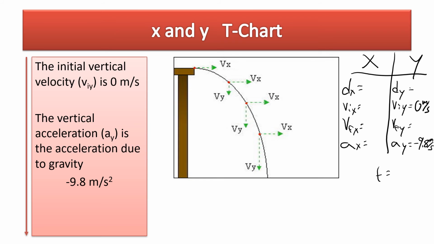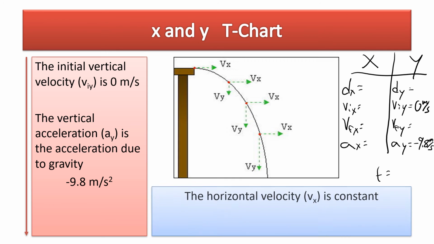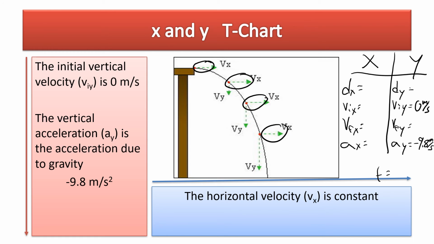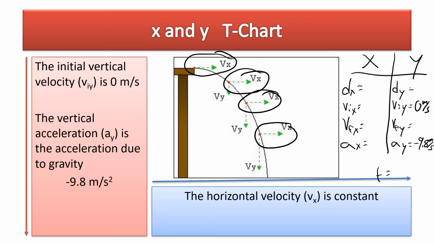The acceleration in the y direction is negative 9.8 meters per second squared. That's why our green vectors, when we drew the diagram, got longer and longer and longer. It's because you're accelerating downward. The horizontal velocity is constant. So if you look at these vectors, they're all the same size. So even as you're moving through your path, you're going to track along horizontally at the same rate.